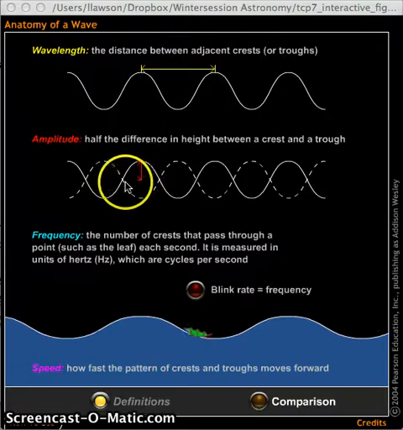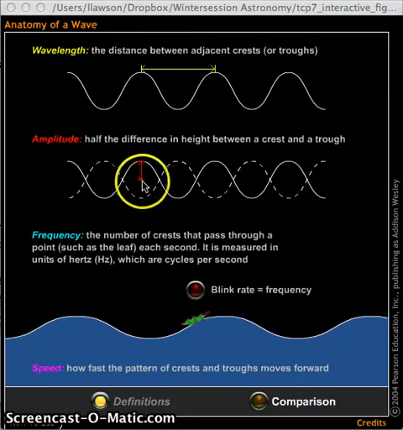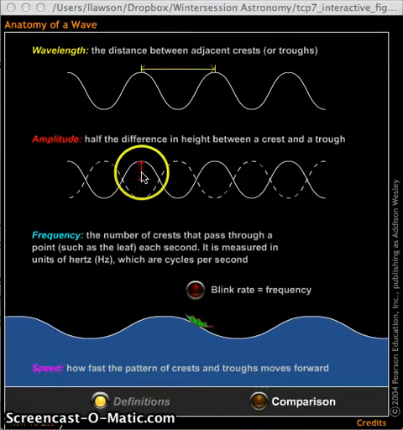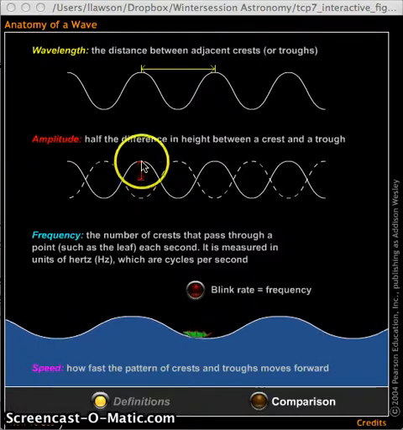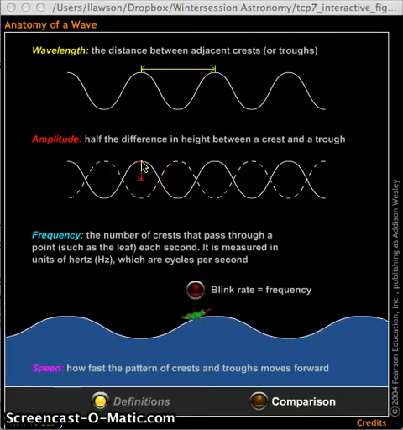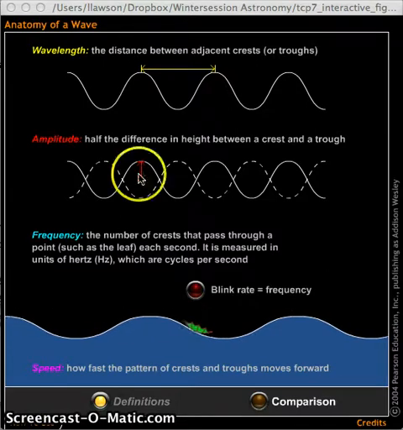The amplitude is basically how far this disturbance goes from a zero disturbance. So for the entire wave, it's half the distance from the middle to the very tip of the crest. And that's the amplitude. The amplitude can be different values depending on the wave.